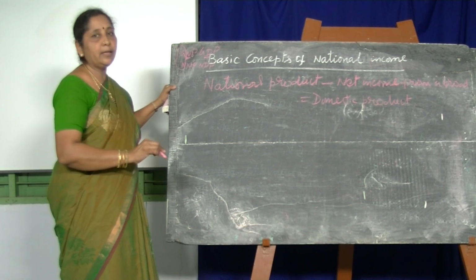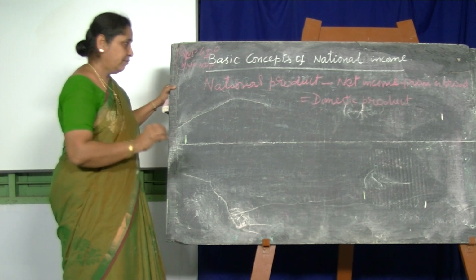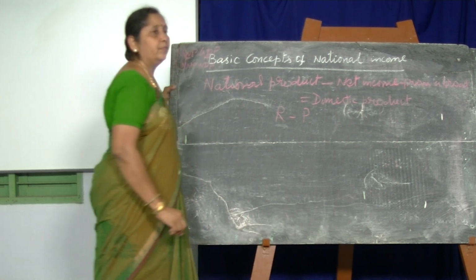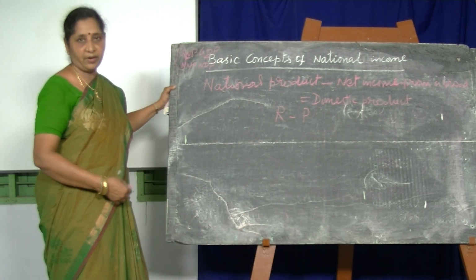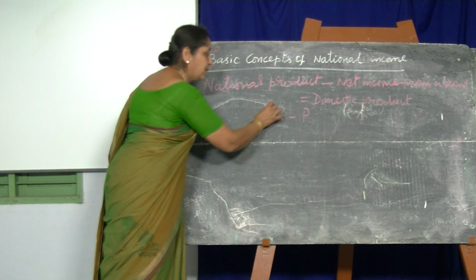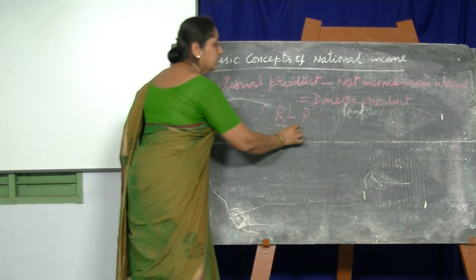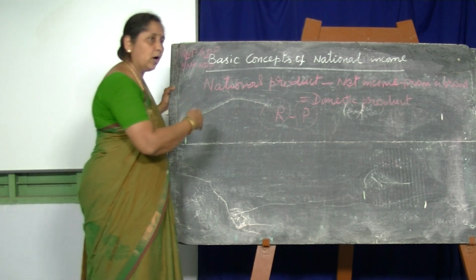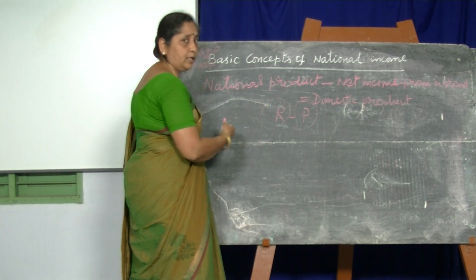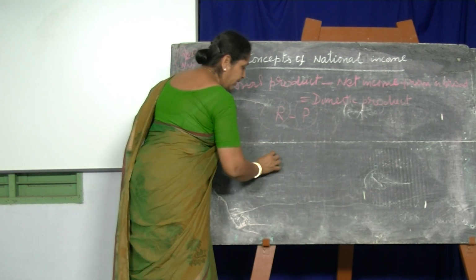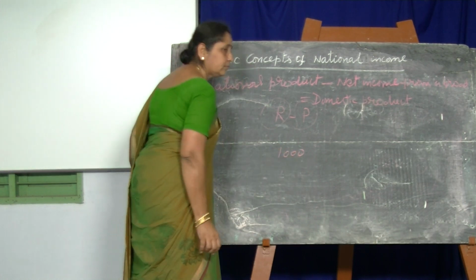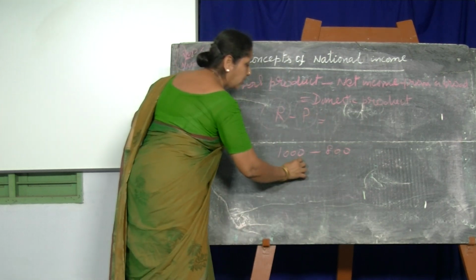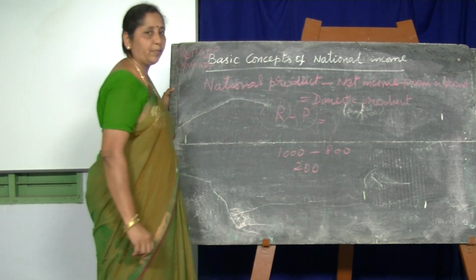Then how to calculate this net income from abroad? If we subtract the payment from receipts, it can be either way. The receipts may be positive, and this may be positive or negative also. Accordingly we will get the national income calculated. Suppose our receipts is 1000 crores and our payment is 800 crores. Then what is the net income from abroad? 200 crores is the net income from abroad.